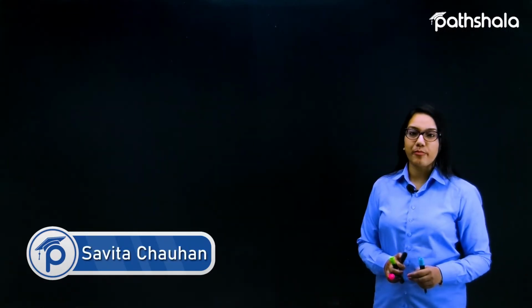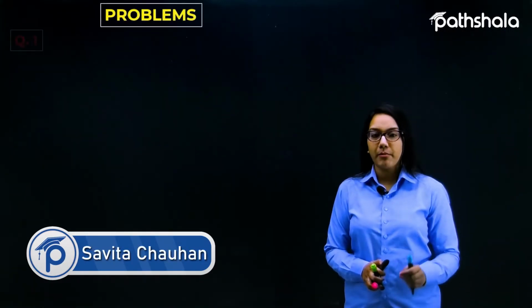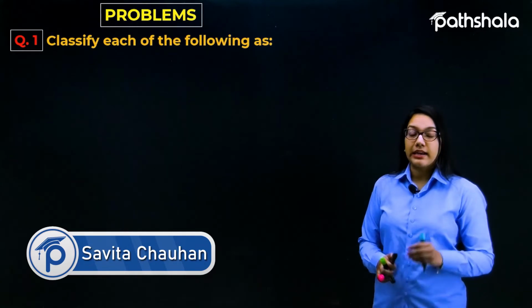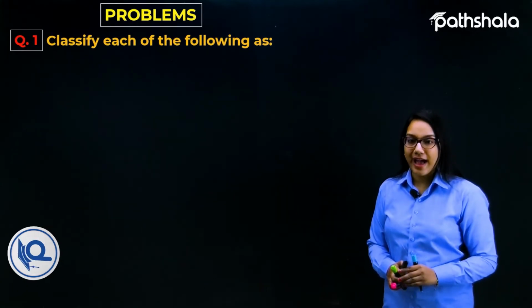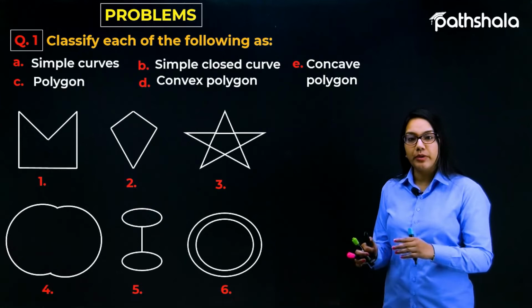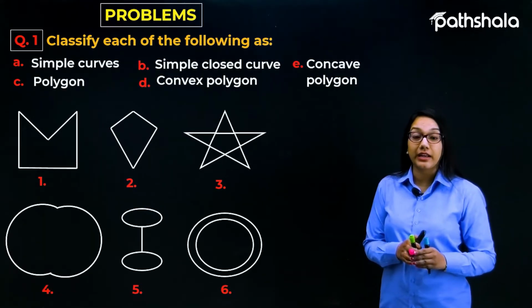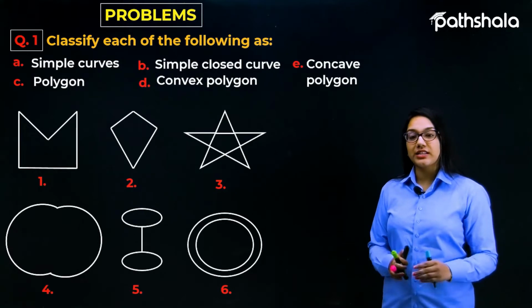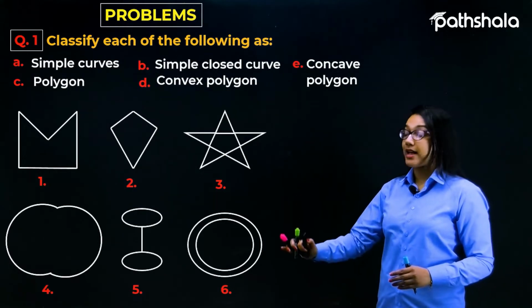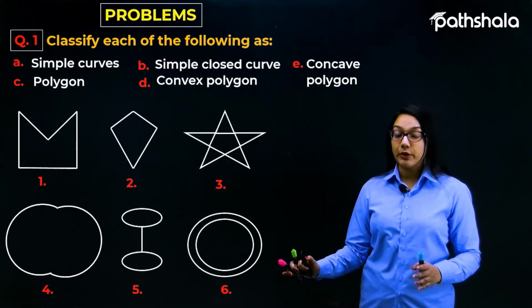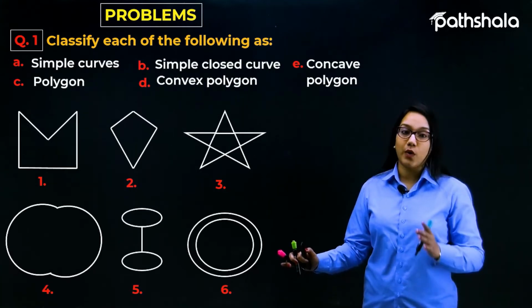So let's just move on further and let's talk about some problems. Problem number 1 says: classify each of the following as a simple curve, a simple closed curve, a polygon, a convex polygon and a concave polygon. So let's classify all these 6 parts as simple, closed, polygon, convex or concave.